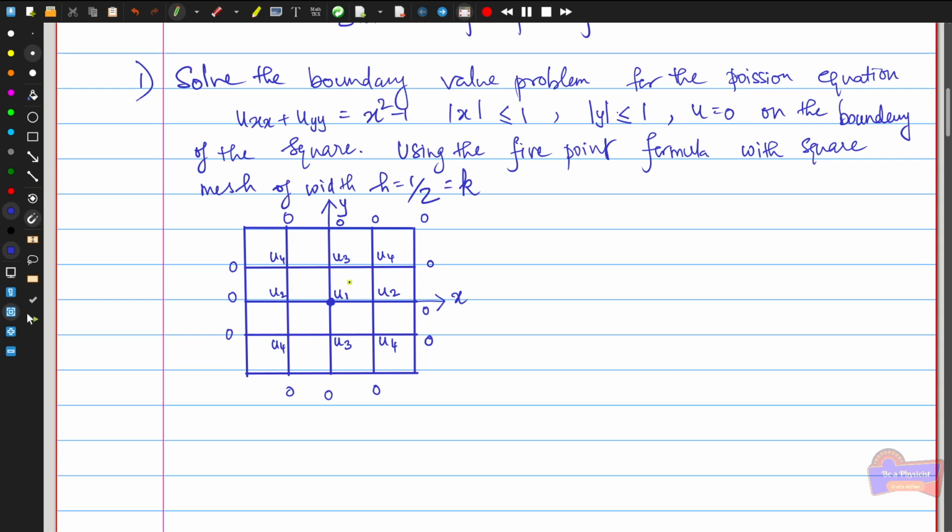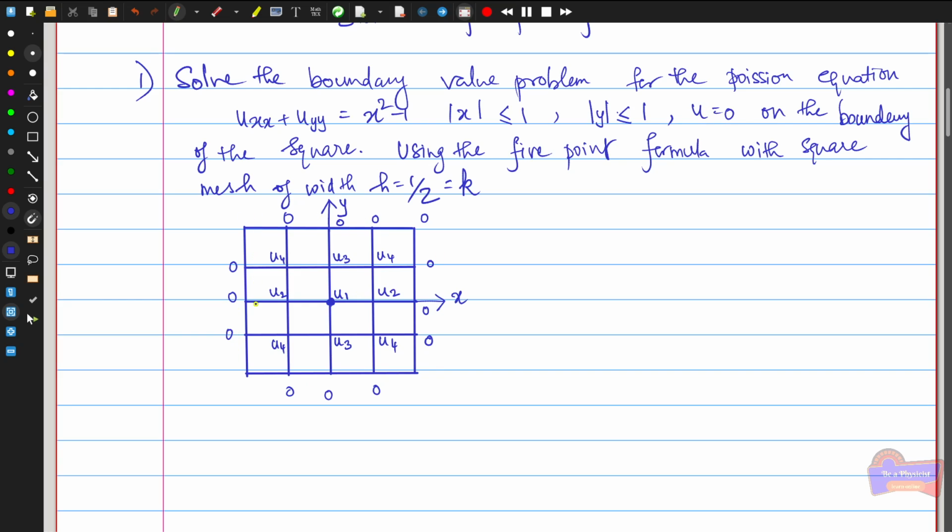Suppose you have u2 here, you get the opposite also u2. Similarly, this point is u3, and the opposite side is also u3. Similarly, this is u4 and this is u4, and this is also u4, and this is also u4. And u equal to 0 means all the boundaries are 0.